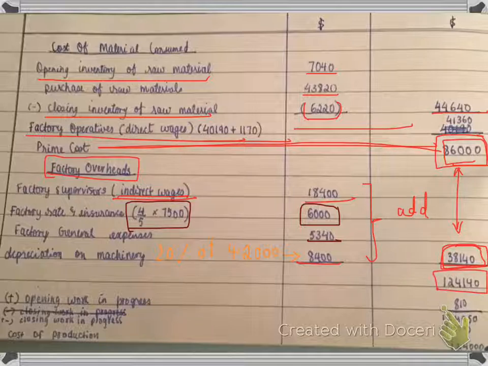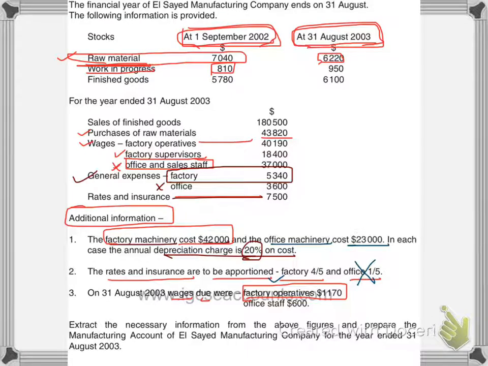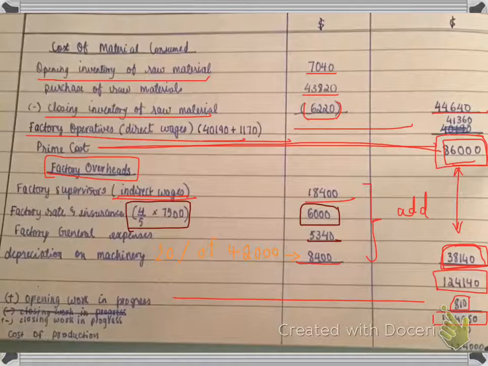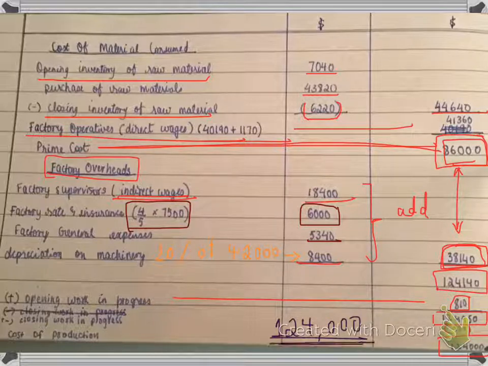Then we add it with the opening work in progress, which is 810. We get an amount of 124,950. After that, we need to see if there is a closing work in progress. Yes, there is a closing work in progress, which is 950. So we deduct 950 and we get an amount of 124,000. So the total cost of production is 124,000. So this is the answer for total cost of production of a manufacturing account. So this is how we do a manufacturing account.